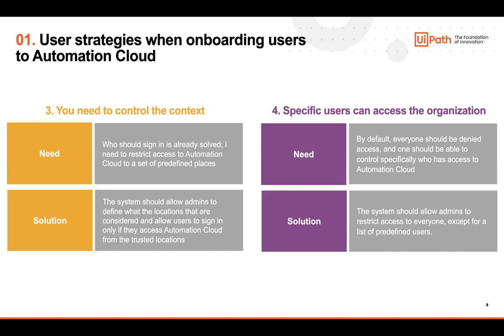Then we have the last example. That's a more restrictive one. Think about an organization that has many users, but by default, nobody has access to the organization, and that allows an admin to actually define explicitly who should be allowed access into the organization account on Automation Cloud. This might seem like an excessive restriction, but it's actually very useful when you have an integration with the directory and you have a lot of users there, but you want the best control on who from that user base can actually access the organization. And again, we're going to get into details how that can be achieved.